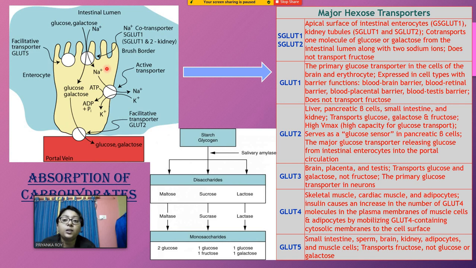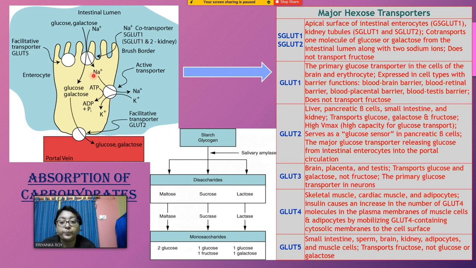Okay, so this sodium helps in the entry of glucose into the cell, like 1 glucose molecule from the intestinal lumen along with 2 sodium ions. And this SGLT does not transport fructose, it only transports sodium and glucose.